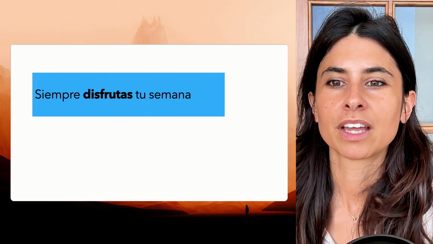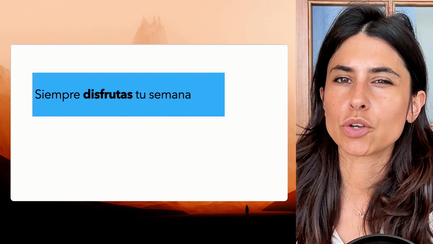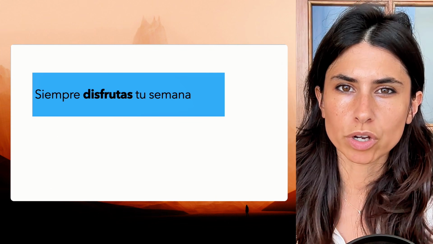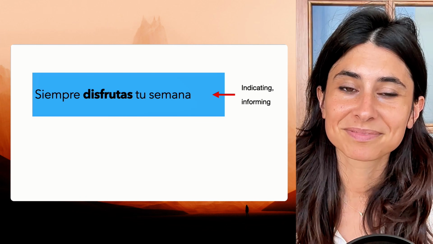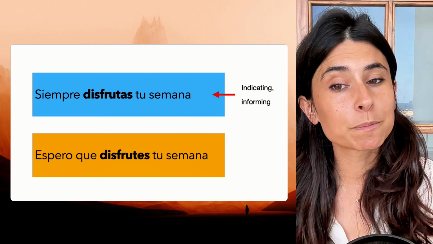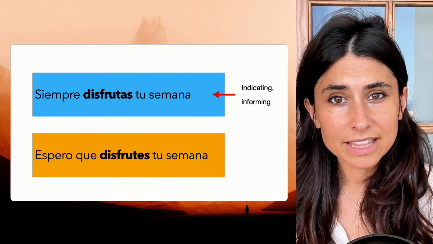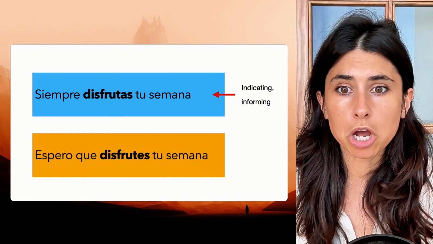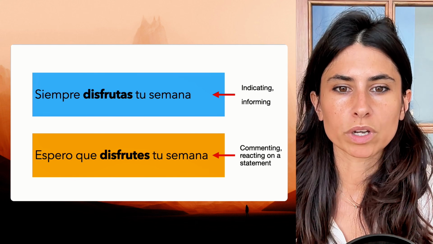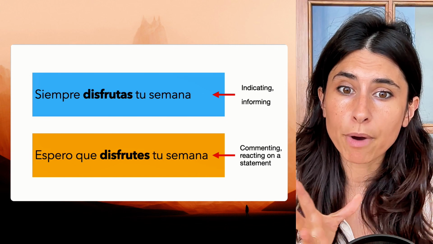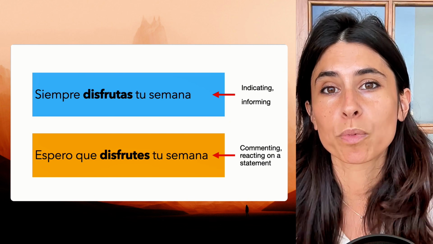First sentence. Siempre disfrutas tu semana. You always enjoy your week. Disfrutas, you enjoy. Here, what I'm doing is I'm indicating, I'm informing that you enjoy your week. Now, if I say, espero que disfrutes tu semana. In this sentence, I'm not indicating that you enjoy your week. Whether you enjoy your week or not, that's not what I'm saying. What I'm indicating is that I hope so. So here, I'm commenting about the fact of enjoying the week. I'm commenting on you enjoying the week. I hope that you do.